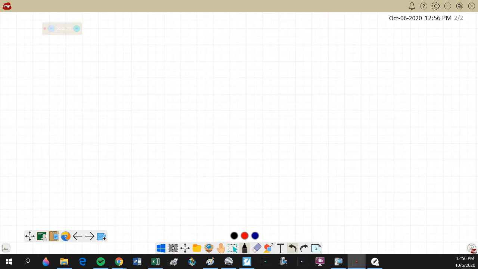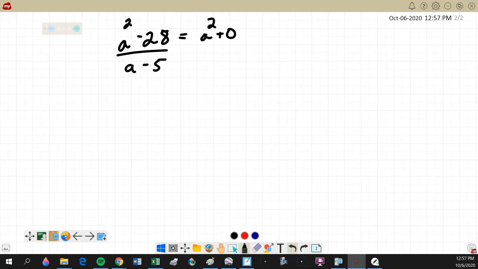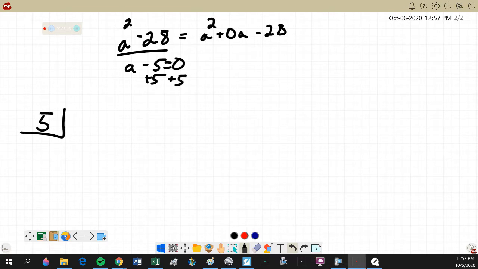Look at number 6. A squared minus 28 over a minus 5. What do you notice here? We're missing an a to the first. So this is really a squared plus 0a minus 28. And I set the denominator equal to 0. And I put 5 in the corner. And then my coefficients are 1, 0, and -28.